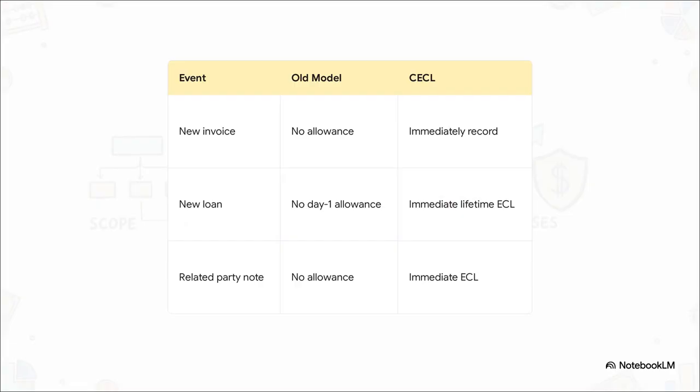And this brilliantly illustrates exactly how dramatic that shift is in real life. Let's look at 3 common scenarios side by side: the old incurred loss model versus our new CCL reality. Event 1. You raise a new customer invoice. Under the old model, you booked no allowance unless you had specific evidence of a collection problem. Under CCL, you immediately record an expected loss based on historical rates and forward-looking factors.